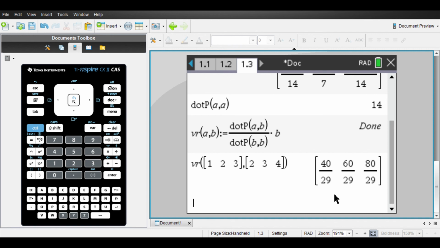And in my next playlist, I'm going to delve even deeper into this and talk specifically about how to define your own functions and programs in the TI-Nspire calculator.